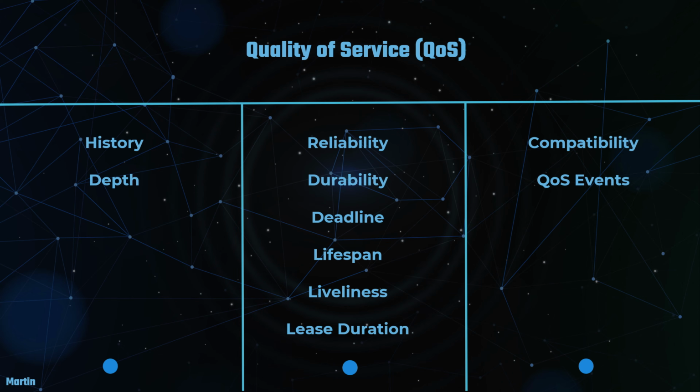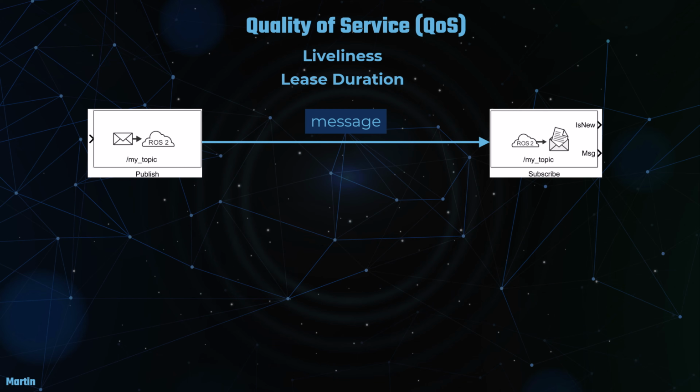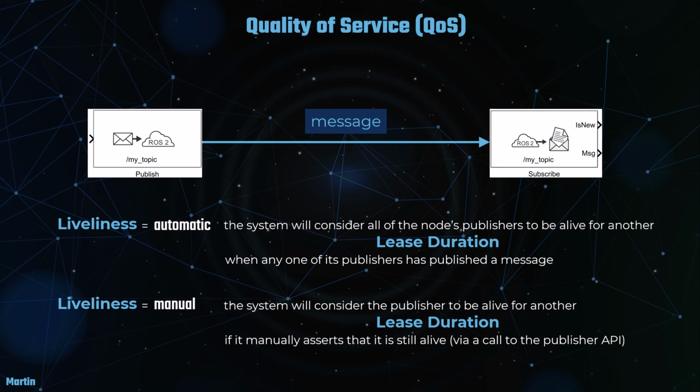Next, we will explore the concepts of liveliness and lease duration. The liveliness QoS policy defines the protocol for entities to declare their liveliness status. If liveliness is set to automatic, the system will consider all of the node's publishers to be alive for another lease duration whenever any one of its publishers publishes a message. If liveliness is set to manual, the system will consider the publisher to be alive for another lease duration only if it manually asserts its liveliness through a call to the publisher API.